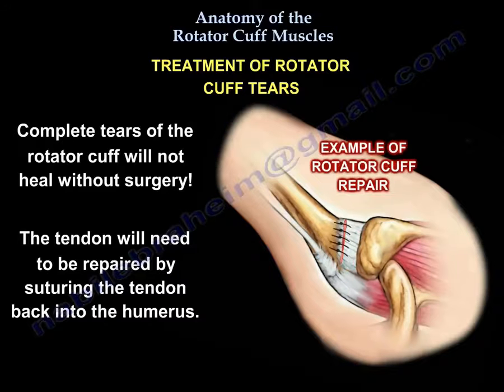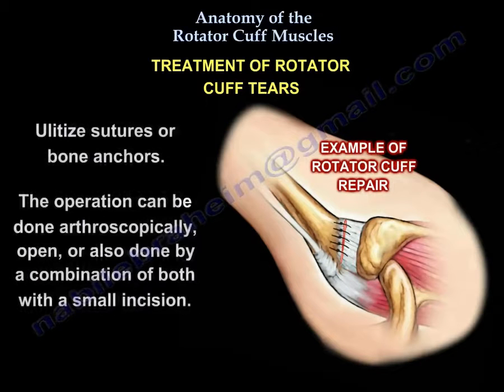A complete cuff tear will not heal without surgery, so we suture the tendon back into its insertion in the humerus. We utilize sutures or bone anchors, and the operation can be done arthroscopically or open, or by a combination and a mini incision.